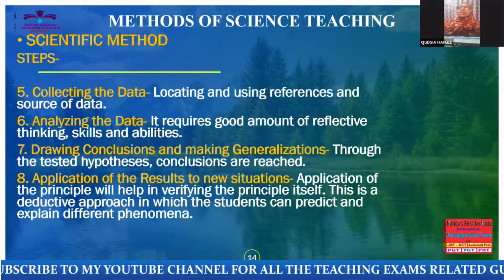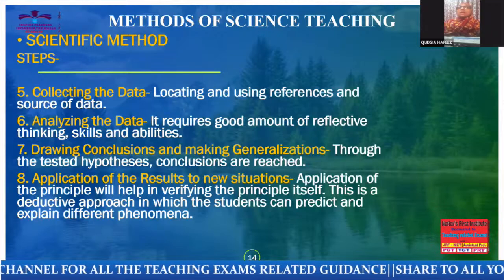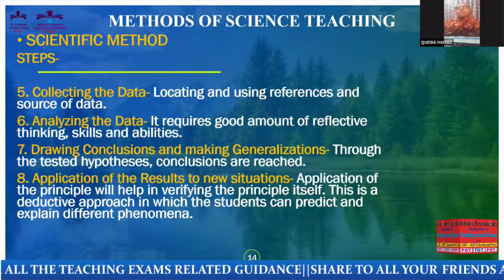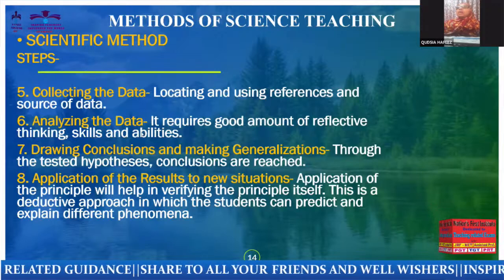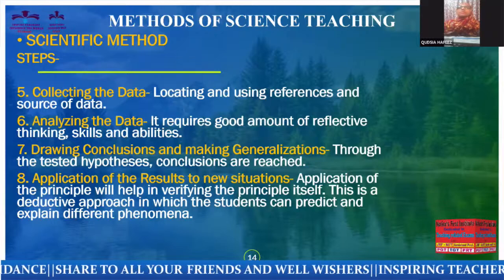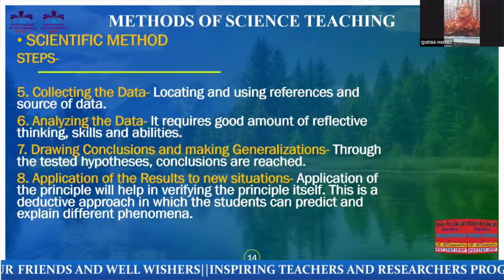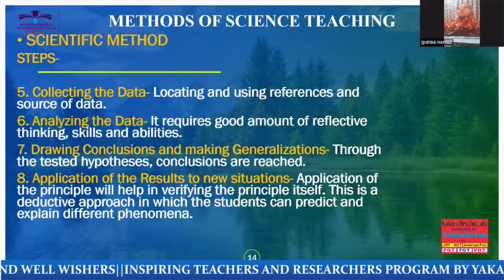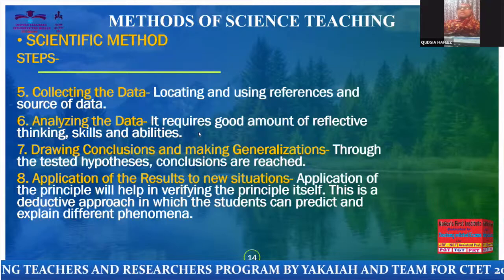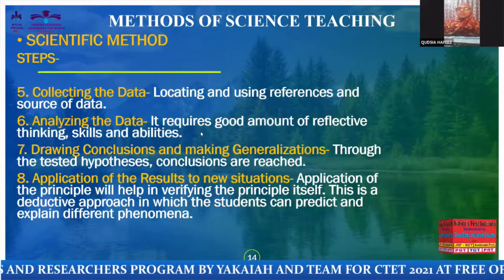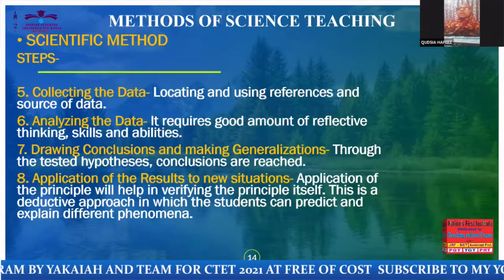And once they have collected the data, depending upon the hypothesis, the next step is analyzing the data. This requires a good amount of reflective thinking skills and abilities. There could be numerical abilities also involved, like once they have gathered the data, they want to see how best they can analyze it, understand the data, and whether this data is sufficient to solve the problem. So it requires reflective thinking, mathematical and statistical skills and abilities to analyze the data.